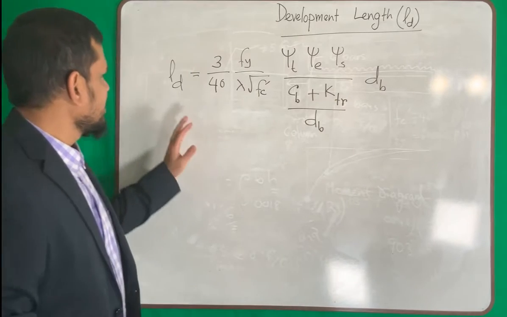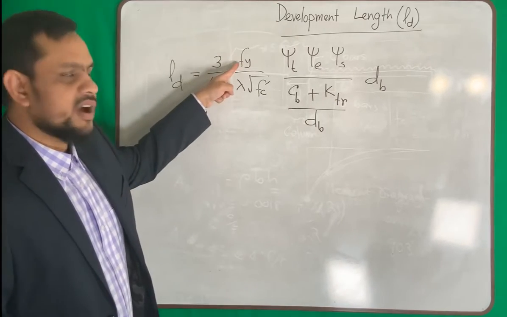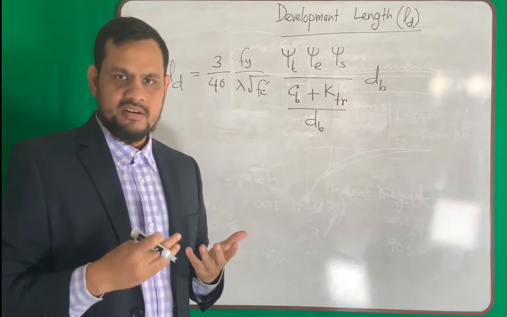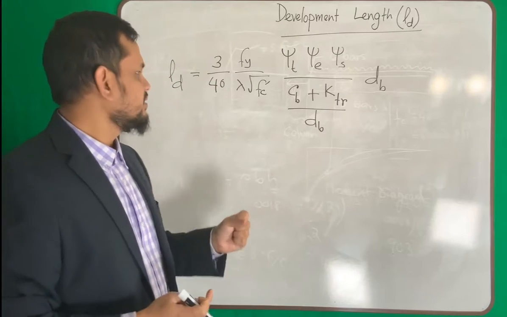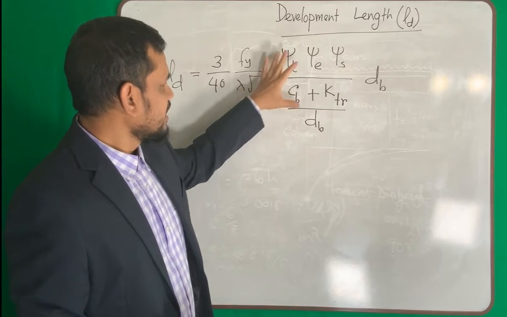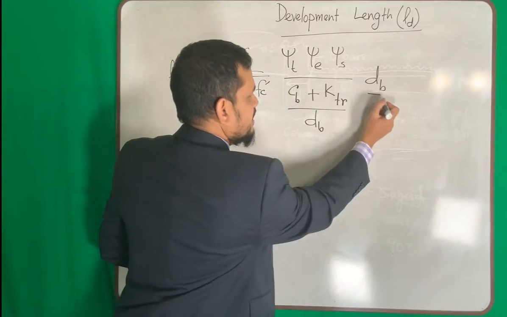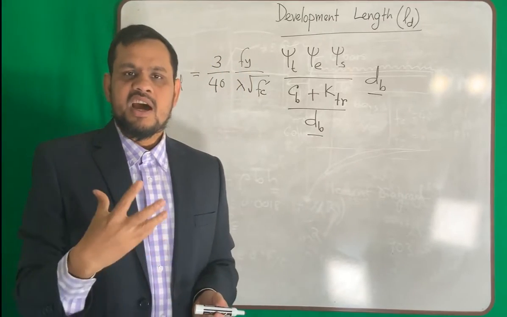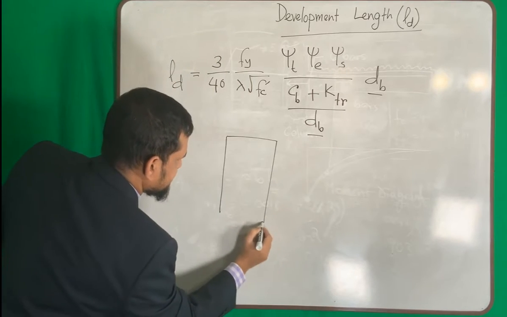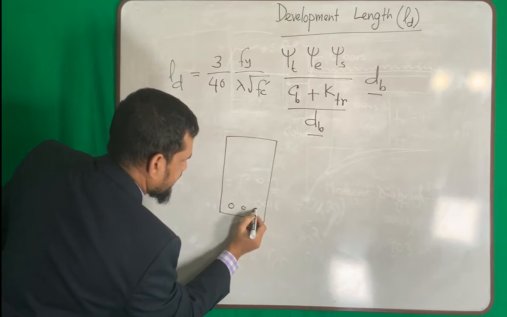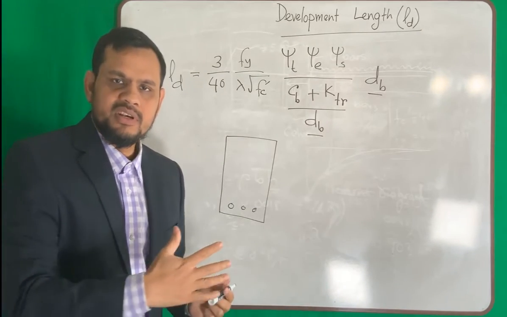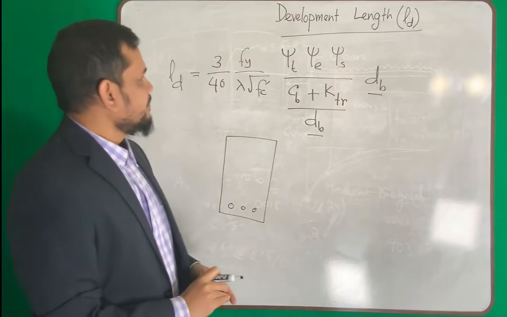Hopefully you can see here, 3 over 40. Fy is the yield strength of the reinforcement, lambda is the lightweight concrete factor if my concrete is lightweight, and f'c is the unconfined compressive strength of the concrete. Some discussion here: db here and db there. db means the diameter of the bar. So if my section is say this, the diameter of this bar is db, the bar that we are talking about.